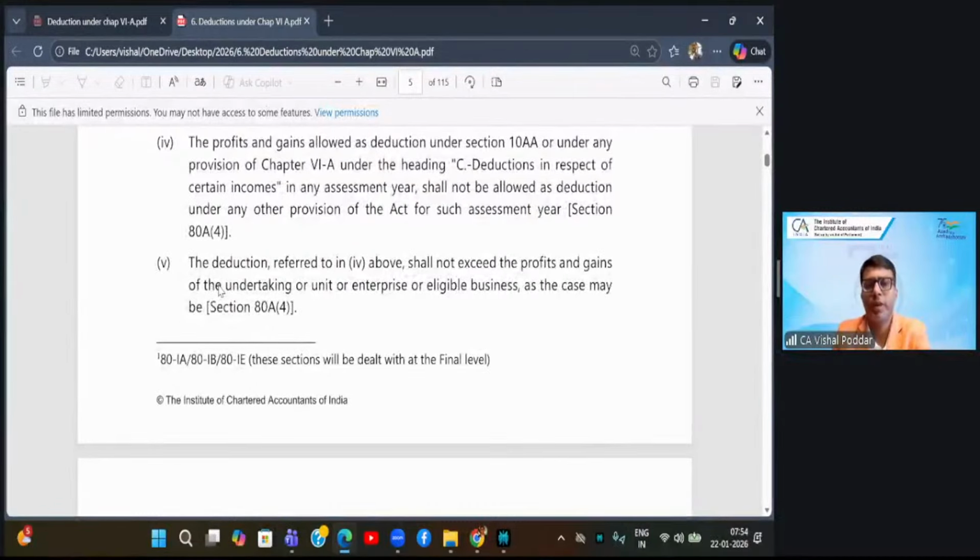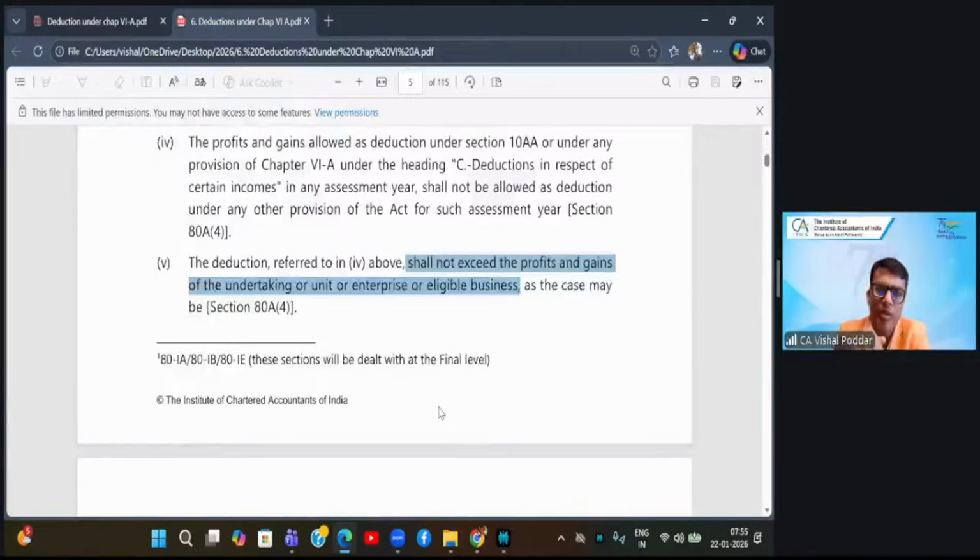Then comes condition 5. Where your deduction is allowed for certain incomes, that is, we are talking again about heading C, which is not part of your syllabus, where for some specified businesses I am giving you deduction. What does the fifth condition say? The deduction cannot exceed the amount of PGBP income that you earn from this business. In other words, where I have identified that for this business I am giving you deduction under chapter 6A, now, when you are running a business, besides PGBP, you may have other sources also from that business. You may have HP also from that business.